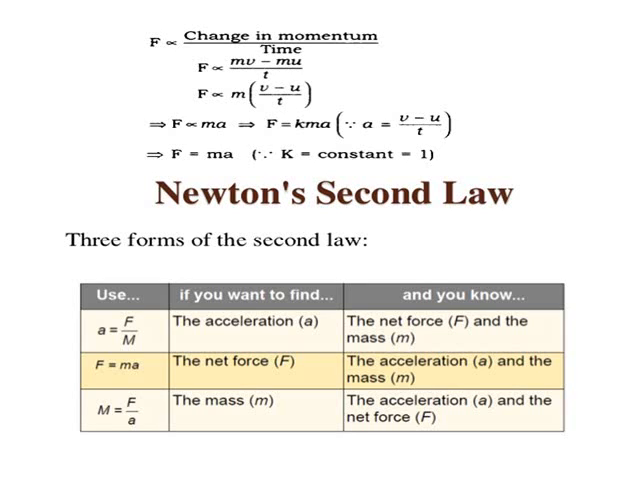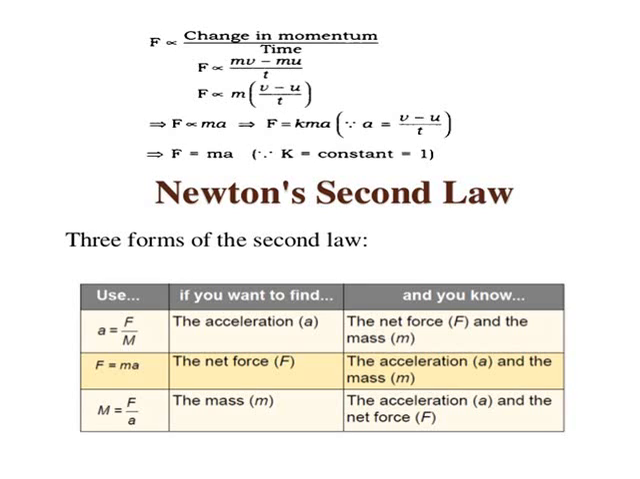Now since m is constant in both terms of the numerator, m can be taken out. So m into (v minus u) by t. Here v is the final velocity, u is the initial velocity, and t is time, so (v minus u) by t is the rate of change of velocity. Rate of change of velocity is nothing but acceleration. So a is equal to (v minus u) by t.